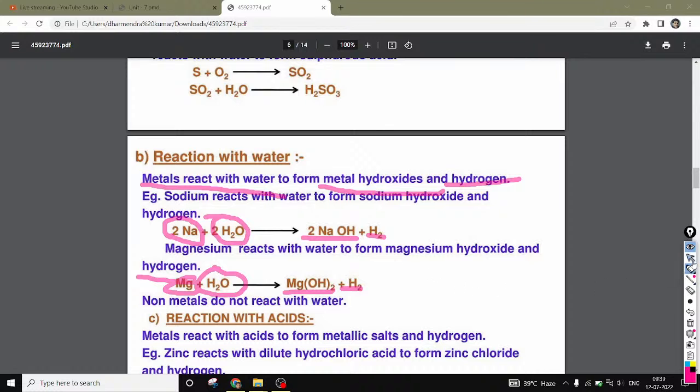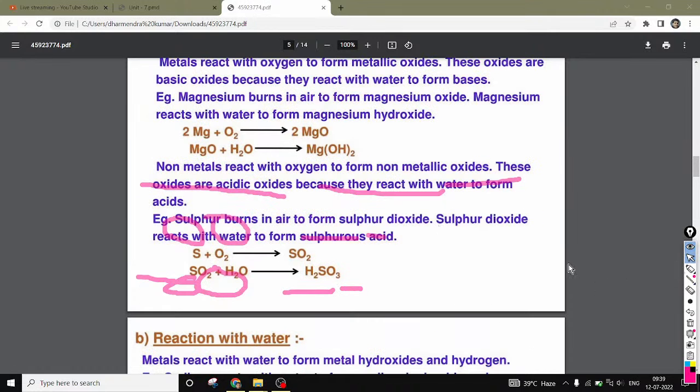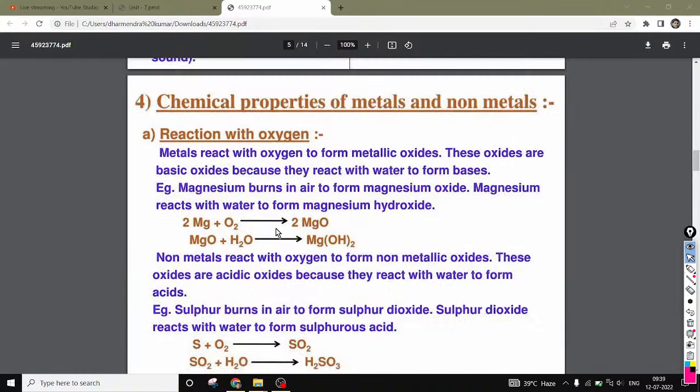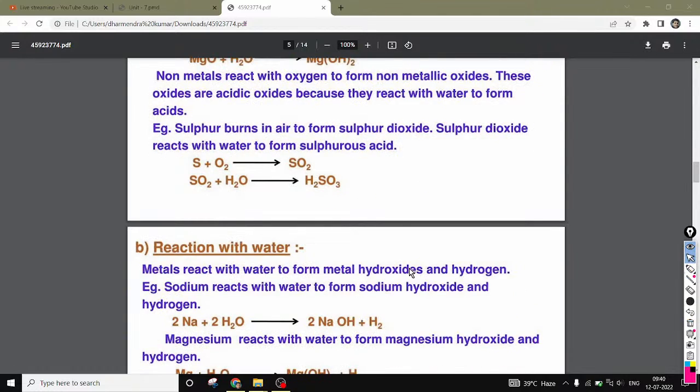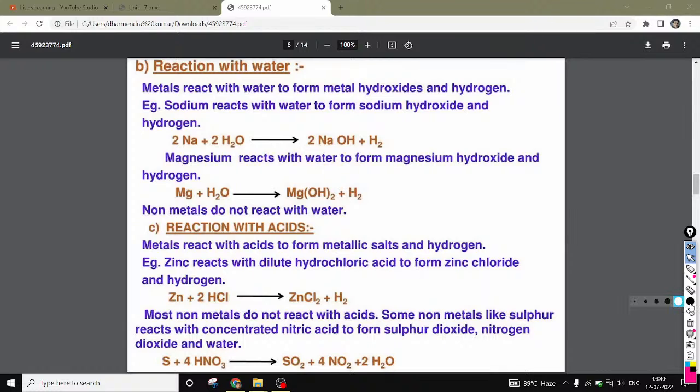Remember one thing, in the previous section we have seen that non-metallic oxide is going to react with water, right? But if you have any non-metal, that non-metal is not directly reacting with your water. So this point you must remember, right? Okay.